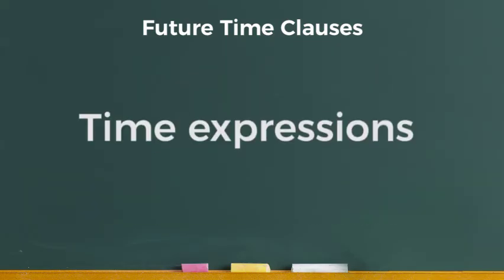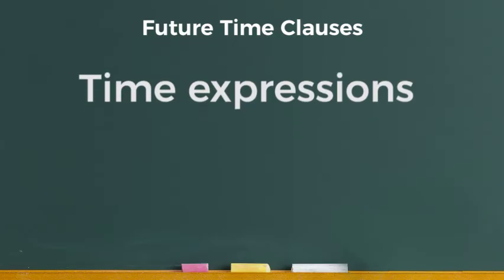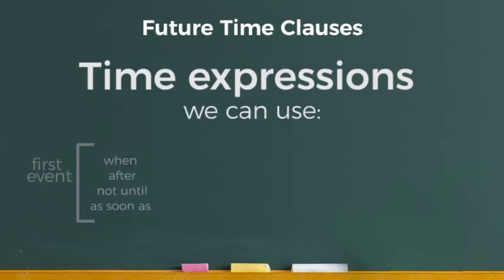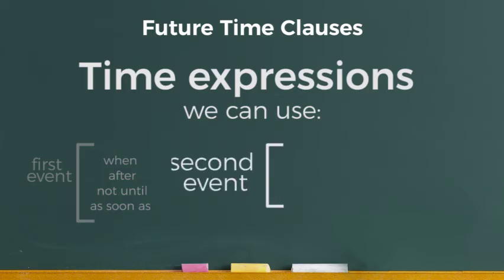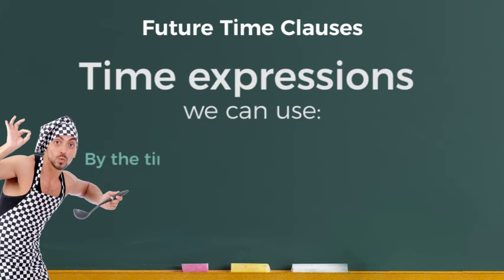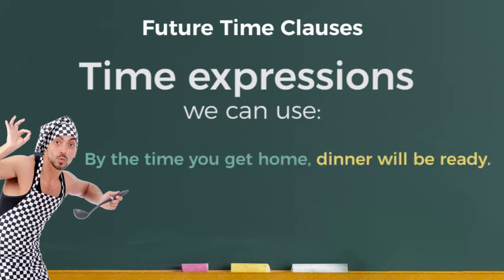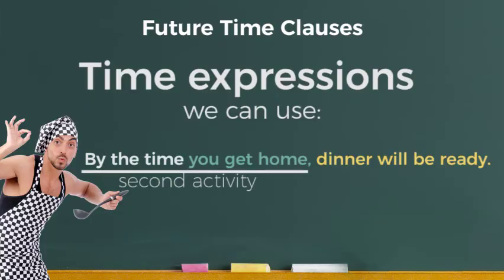This means that the first thing I'm going to do is finish eating, and the second activity is to go back to work. Here we have the time expressions we can use to introduce an event that needs to happen second. These expressions are before, until, and by the time. Check out the example. By the time you get home, dinner will be ready. Because we use by the time, we know that you get home is the second activity to happen, and that dinner will be ready before you get home.